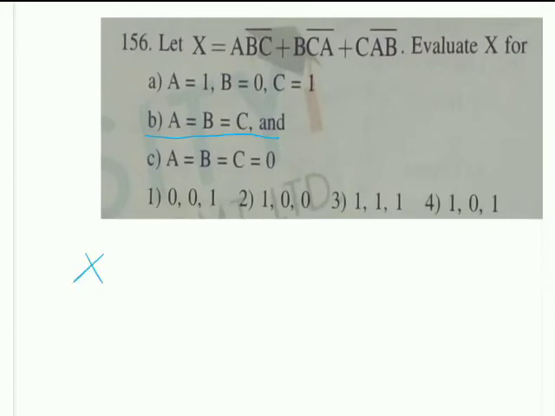Let X is equal, first taking A is equal to 1 and B is equal to 0, C is equal to 1, whole bar, plus B is equal to 0, C is equal to 1, A is equal to 1 complement, plus C is equal to 1, A is equal to 1, C, B is equal to 0 complement.